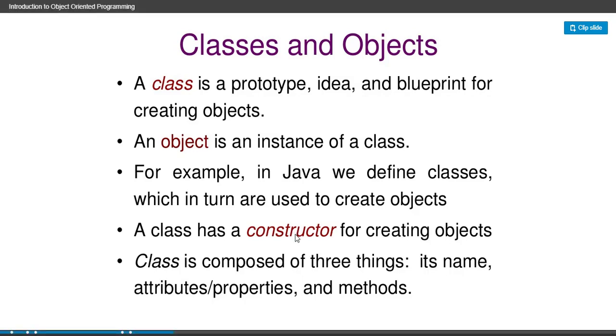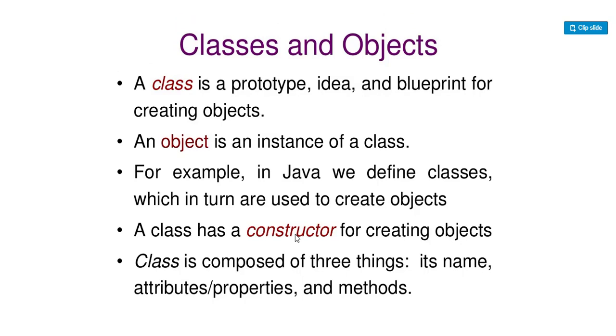So now again study this definition. You will understand that a class is a prototype, idea and blueprint for creating objects. An object is an instance of a class. For example, in Java we define classes, which in turn are used to create objects. A class has a constructor for creating objects. Don't worry if you don't understand some of these concepts. I will demonstrate each and every concept and you will understand better.